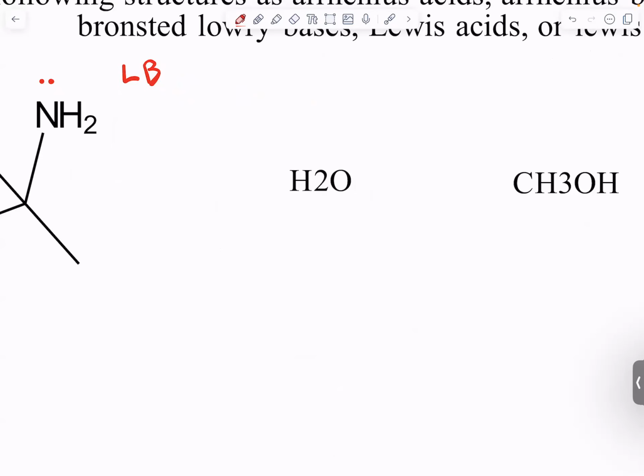Because you could make an argument that the lone pairs on the oxygen will donate, but then you could also make an argument that the hydrogen's going to leave and leave you with an OH minus, and that's why it is both. I remember the first time I taught you about water, I said that it was amphoteric, right? And so it can act as both.